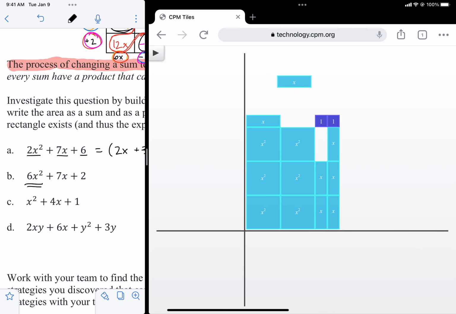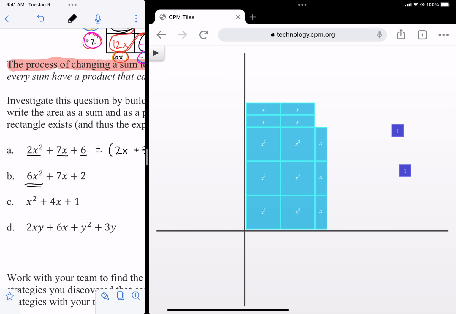So maybe I'm going to take another x tile, I'll put it over here, and then we still have a problem because it looks like we're still missing a tile in order to make that work. So I'm going to keep playing around with it and see what we can do. So I'll put another x here and another x here. And then maybe I'll move this one up, and then look at that. We actually were able to make a rectangle for this.